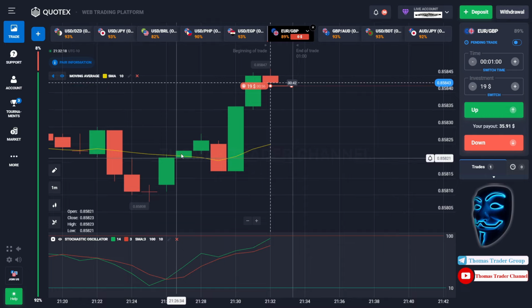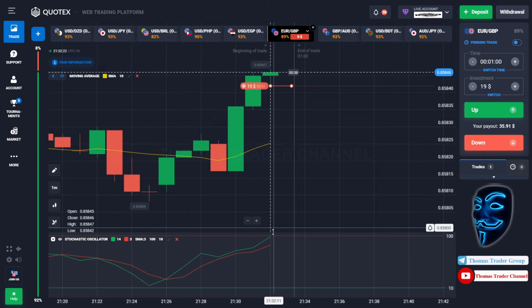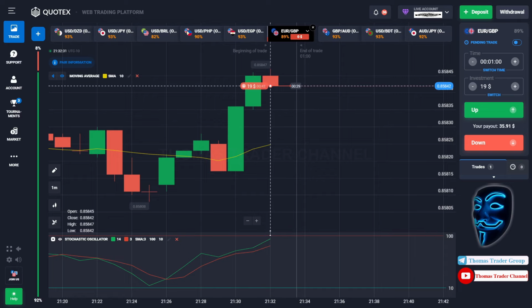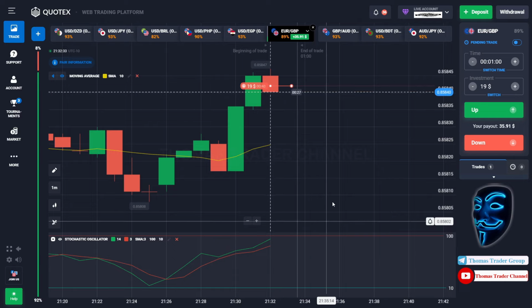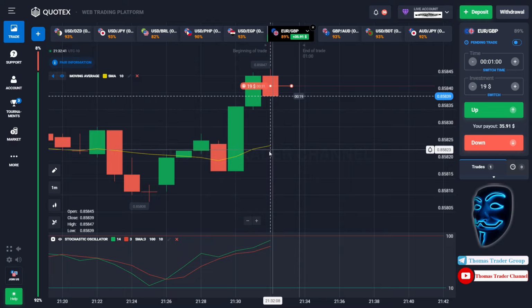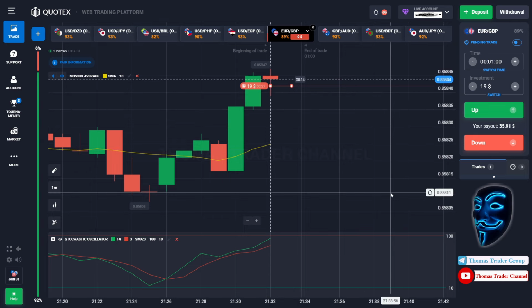As you can see, the market is going bullish, but the market has already touched the overbought area. When the market touches the overbought area, the market will make a rebound and the market will make a correction to the moving average line before it continue the bullish trend. Let's prove it and let's wait till the end of our trade.